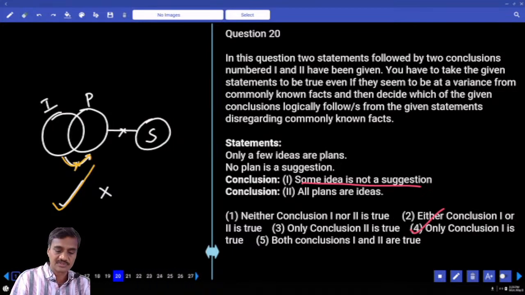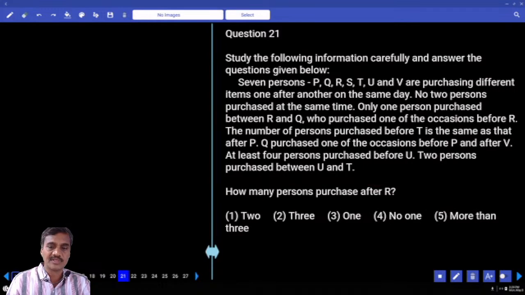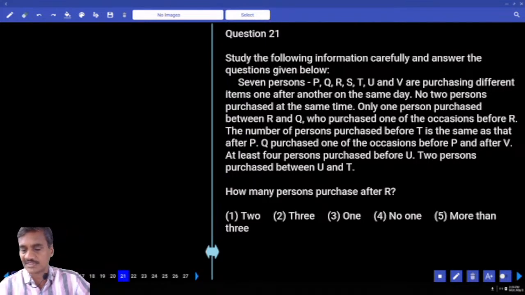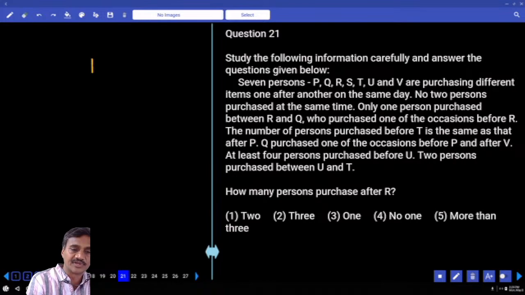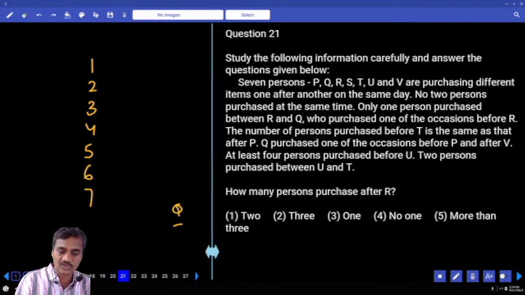Then 21 onwards. Now in this 21 onwards, how many persons are there? There are 7 persons, and they are purchasing different items one after the other on the same day. And 21 to 25, 7 persons are buying 7 different items. 1, 2, 3, 4, 5, 6, 7. Now in this, no 2 persons at the same time, 1 person between R and Q. And Q purchased before R. Hence in between Q and R, there must be exactly 1 person.